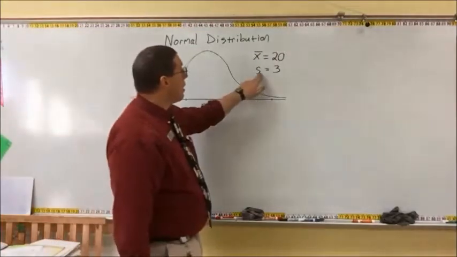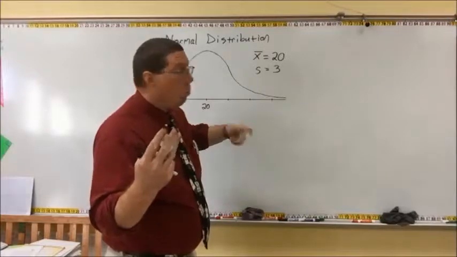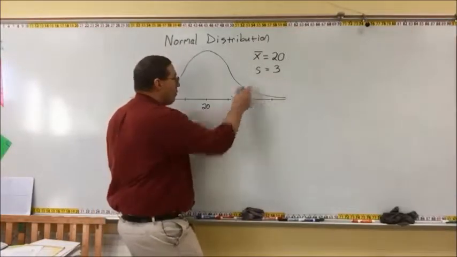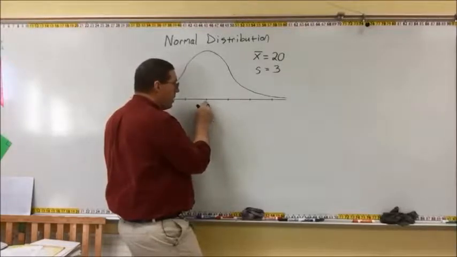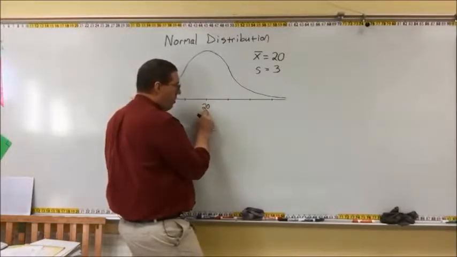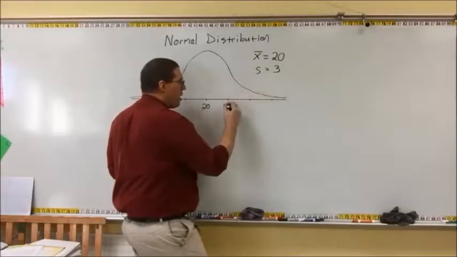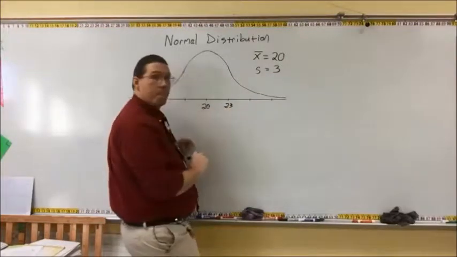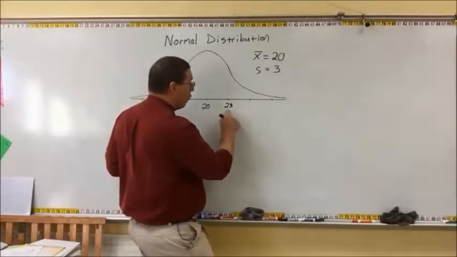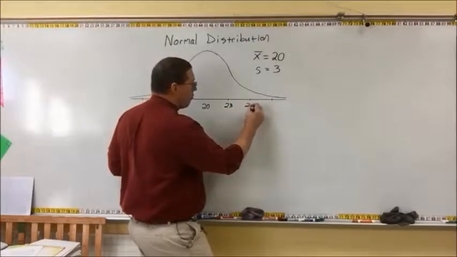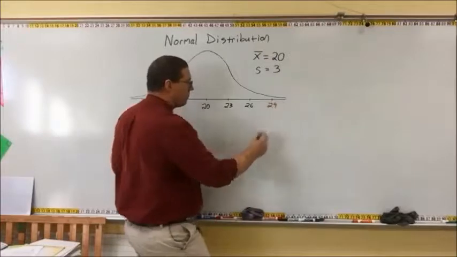So, since the standard deviation of this set of data is 3, what we're going to do is add 3 to the mean. So the mean is in the middle, that's 20. Then we go up 1 standard deviation, so we're going up by 3, so this becomes 23. Then we're going to go up by 3 again. So 23 up by 3 becomes 26.